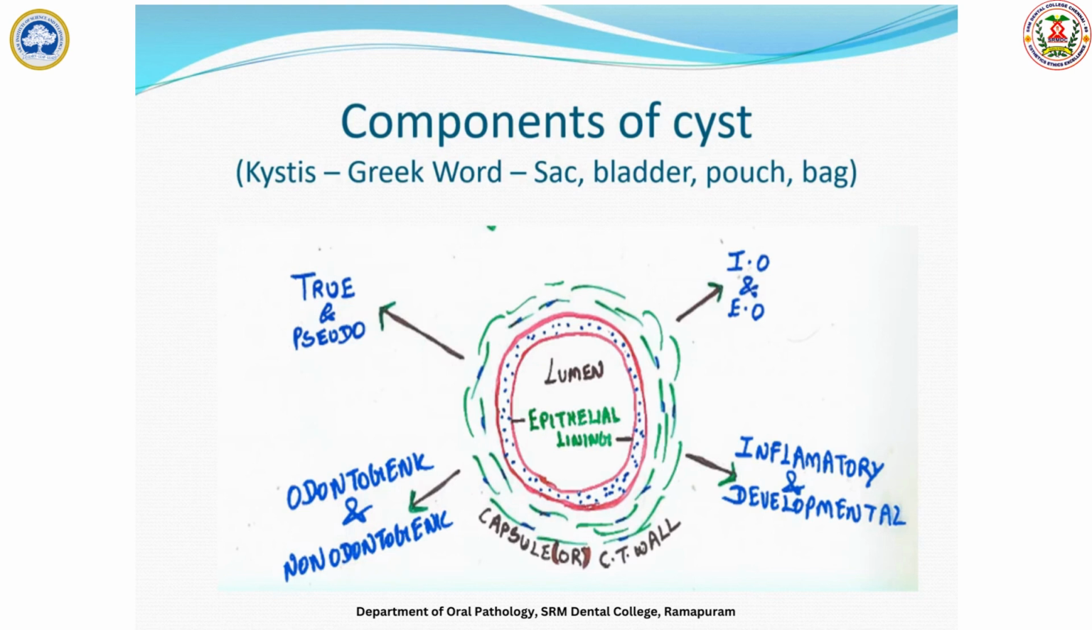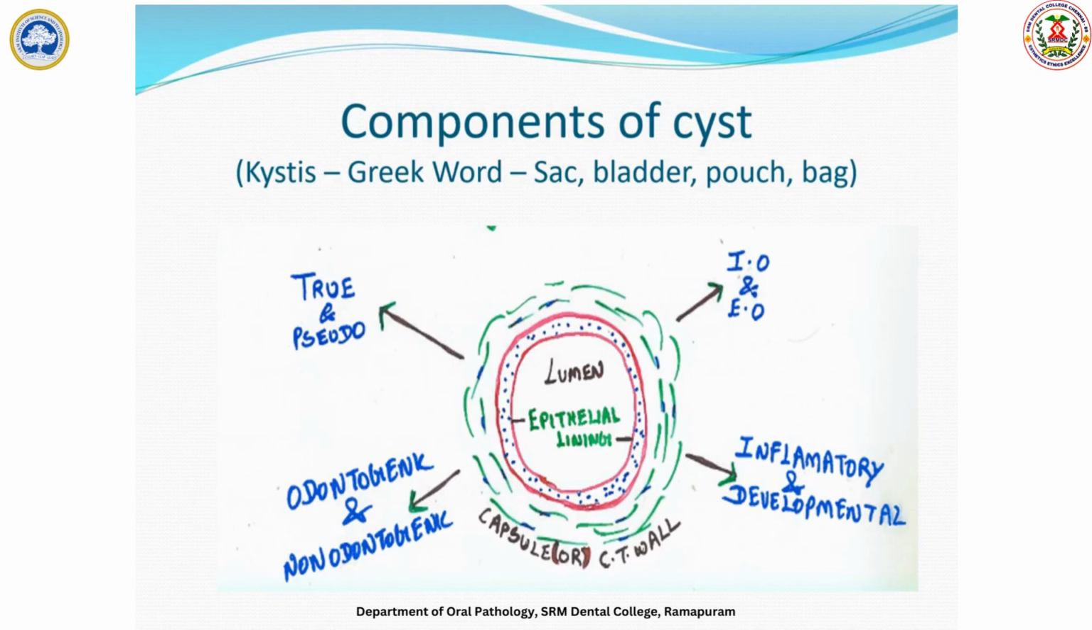In a true cyst, the cavity will be lined by an epithelium. The epithelium will be surrounded by a connective tissue wall. So the main parts are the lumen surrounded by epithelial lining and connective tissue wall. So these are the components of a true cyst. When you say false cyst, it means it lacks the epithelial lining.